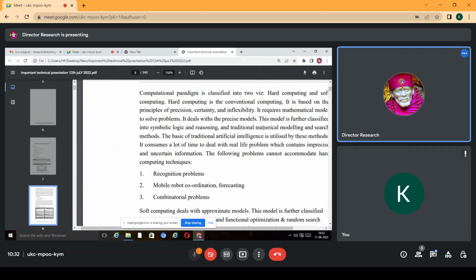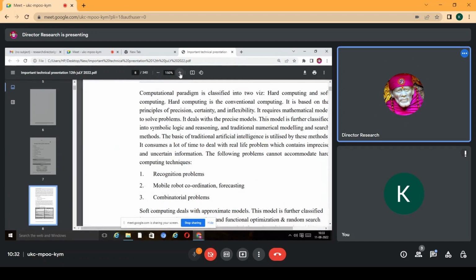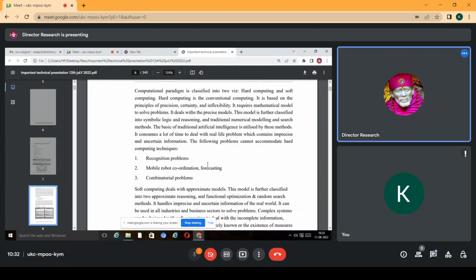Computational paradigm is classified into hard computing and soft computing. Hard computing is the conventional computing. It is based on the principles of precision, certainty, and inflexibility. It requires a mathematical model to solve problems. It deals with precise models. This model is further classified into symbolic logic and reasoning, and traditional numerical modeling and such methods.